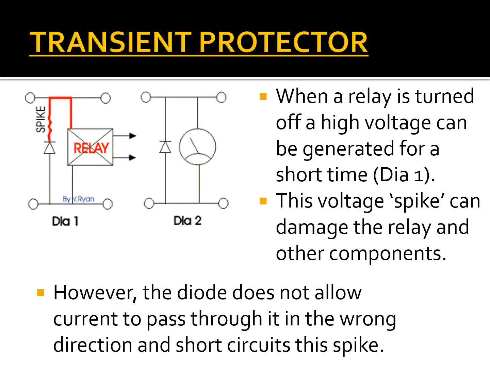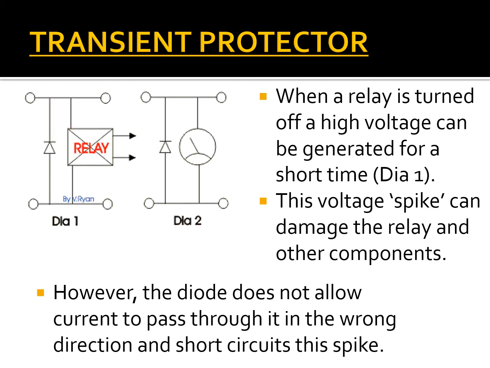A transient protector, the drawing on the left, diagram 1, shows a relay and it shows a spike. When a relay is turned off, a high voltage can be generated for a short time. This voltage spike can damage the relay and other components. However, the diode does not allow current to pass through it in the wrong direction and short circuits the spike.